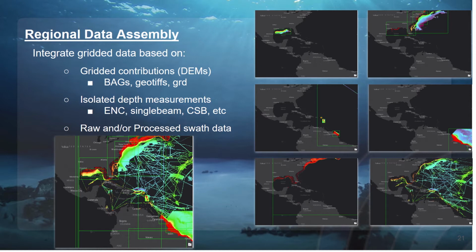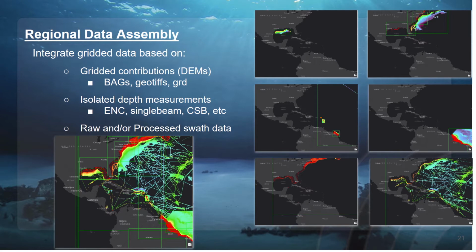If we get isolated depth measurements, whether that's ENC points, single beam points, or crowdsourced bathymetry, anything like that, we grid it ourselves into a small compilation, and that comes into this GIS framework to assemble all these pieces. And in some cases, we get raw or processed multi-beam data in a swath format, a native multi-beam sonar format, in which case we also assemble that into gridded data and bring it together.